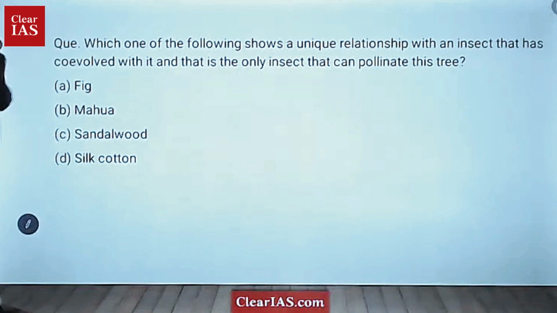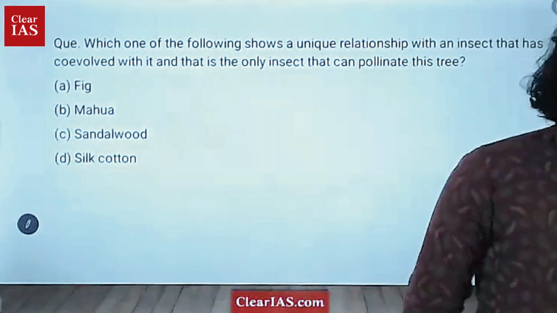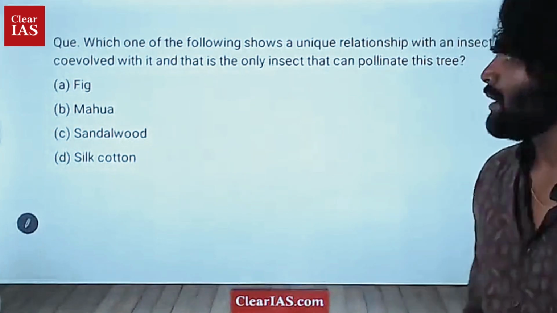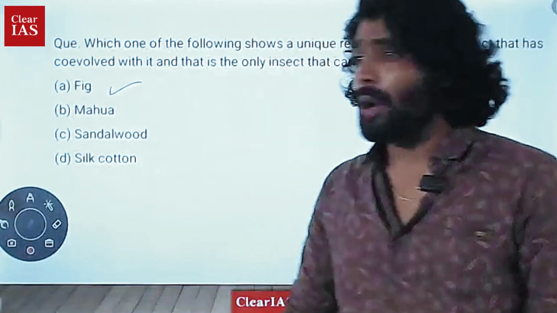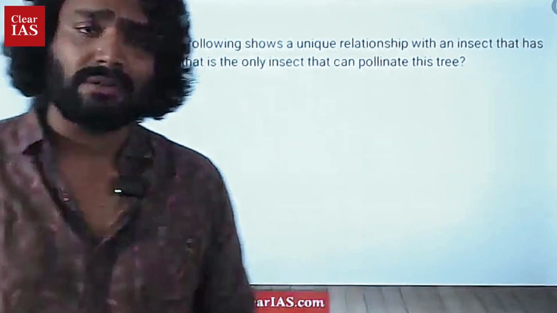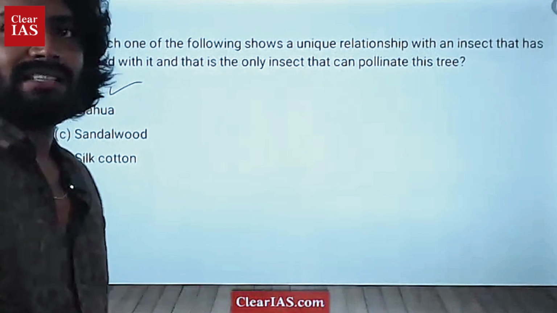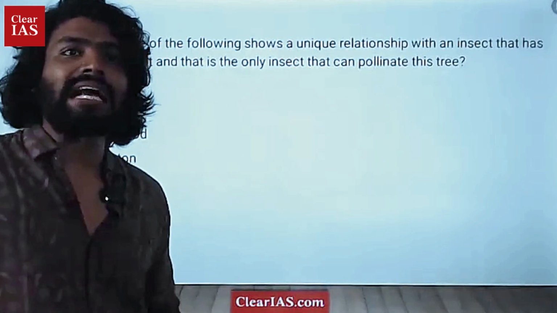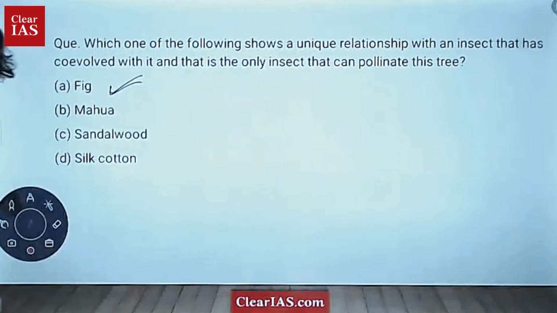Which one of the following shows a unique relationship with an insect that has co-evolved with it and is the only insect that can pollinate this? A very tricky question. A very factual question as well. If you know, you know. The answer here is fig. The only way I figured out the answer is that, again, this is not a very trustable logic, but still, insect means there should be a fruit or flower, and fig is actually a fruit. That is why I moved to fig.